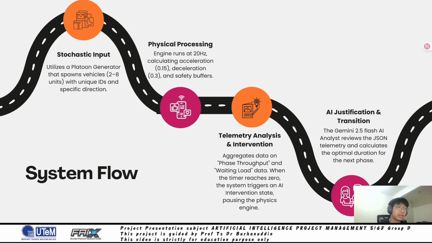The telemetry analysis and intervention aggregate data on phase throughput and waiting load. When the timer reaches 0, the system debounces and the AI intervenes, poking the physics engine. The last one is AI justification and translation. We use the Gemini 2.5 Flash AI analysis to review the JSON telemetry and calculate the optimal duration for the next pass.